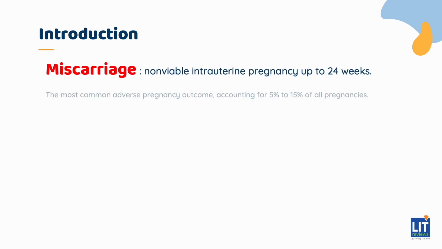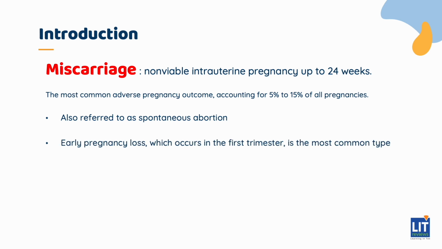Miscarriage is the most common adverse pregnancy outcome, accounting for 5 to 15% of all pregnancies. It is also referred to as spontaneous abortion, generally defined as non-viable intrauterine pregnancy up to 24 weeks. Early pregnancy loss, which occurs in the first trimester, is the most common type. Unfortunately, prevention is the only way we can intervene.